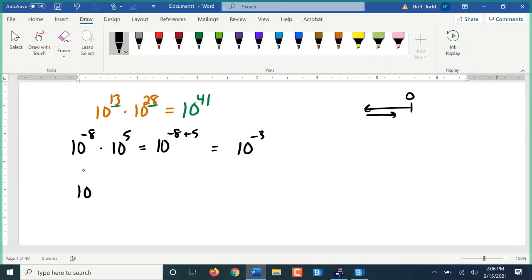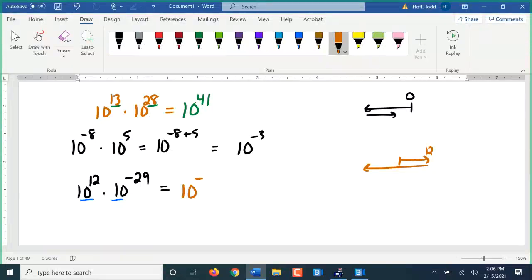Or if we have 10 to the power of 12 times 10 to the power of negative 29, we have the same thing going on here. We have to add the powers. We're multiplying exponents with the same base. Again, these both have a base of 10. We've got a positive 12. A negative 29 goes the opposite direction, and it's much longer. So we know we're on the negative side of 0 here. The difference between 12 and 29 is 17. So it's a negative 17. So 10 to the negative 17.